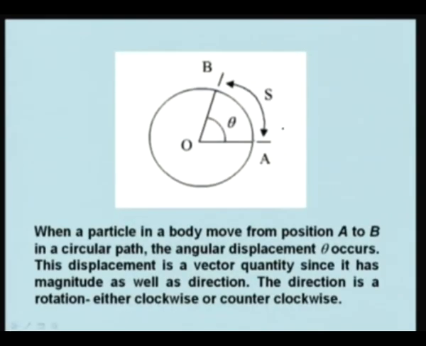Now, in this case, when the body is moving in the plane, that direction will be indicated by the normal. By convention, if the body is moving anti-clockwise, its direction of rotation will be in the direction of k, where k is a unit vector normal to the plane. If the body is moving in the clockwise direction, the direction will be in the direction of minus k, where k is the unit vector which is perpendicular to the plane.